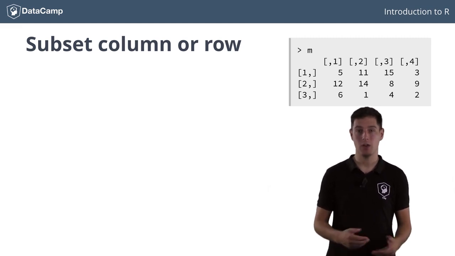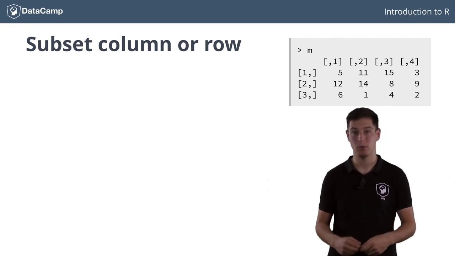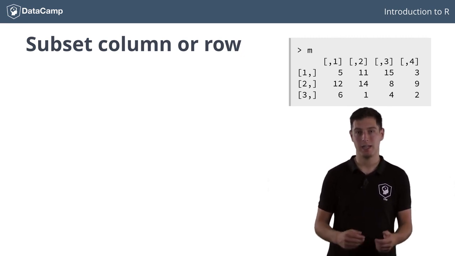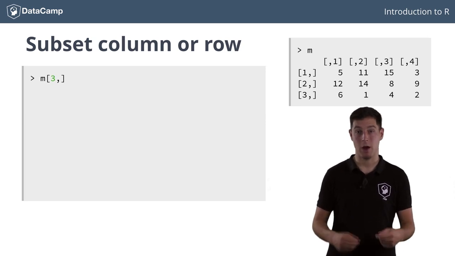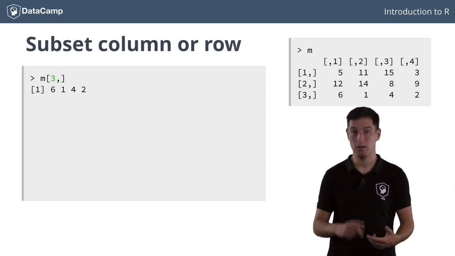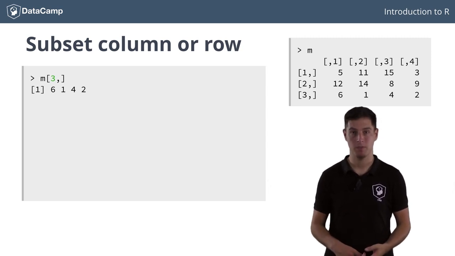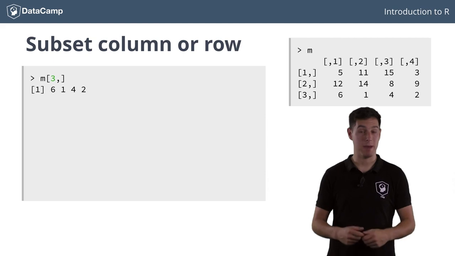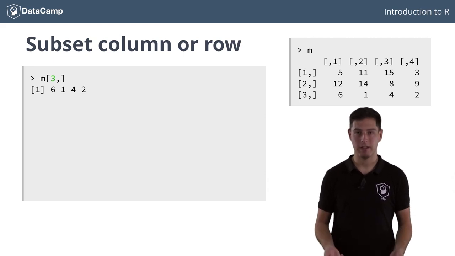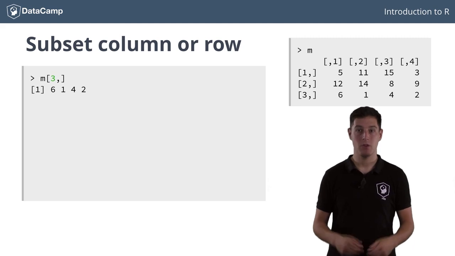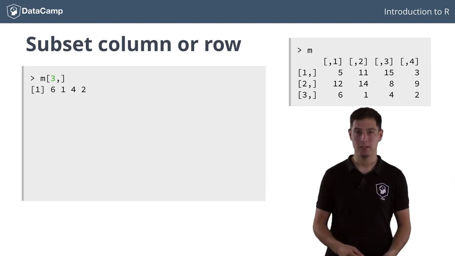Instead of writing 3, 2 inside square brackets to select the element at row 3 and column 2, you can leave out the 2 and keep the 3 comma part. Now you select all elements that are in row 3, namely 6, 1, 4 and 2. Notice here that the result is not a matrix anymore. It's also a vector, but this time one that contains more than one element. You selected a single row from the matrix, so a vector suffices to store this one-dimensional information.